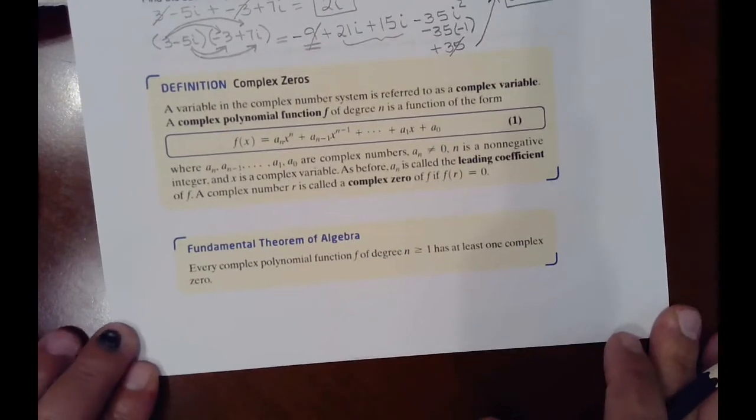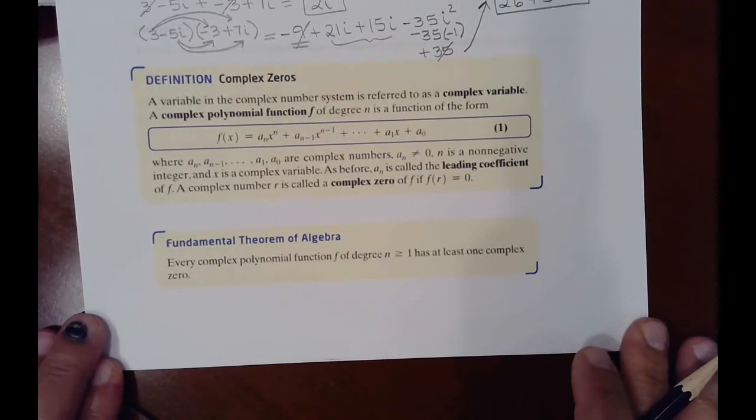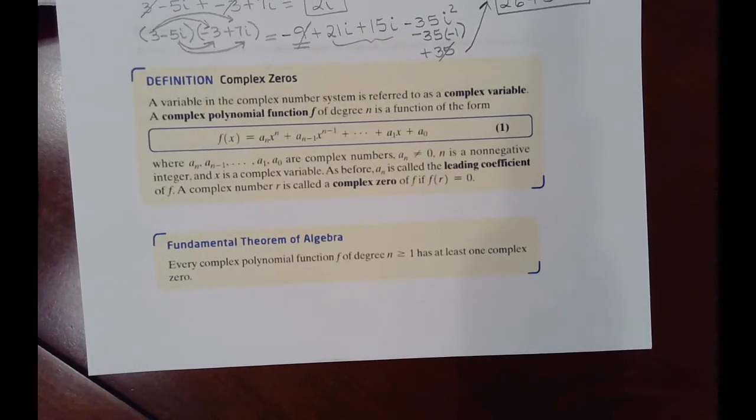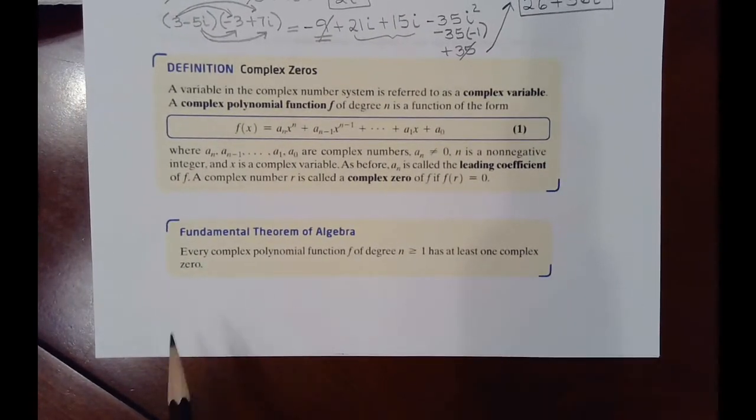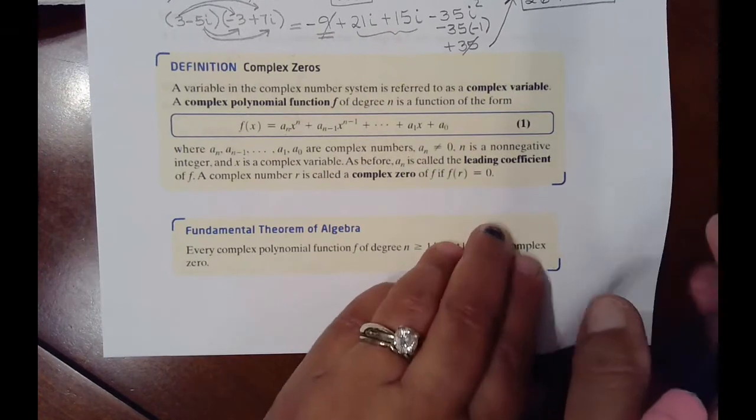Okay, as we look for all of these zeros, we also are going to be using the fundamental theorem of algebra. This theorem states that every complex polynomial function, and I just introduced the definition of a polynomial function, of degree greater than 1 has at least one complex zero. And you're going to see that as we begin looking for those complex zeros.